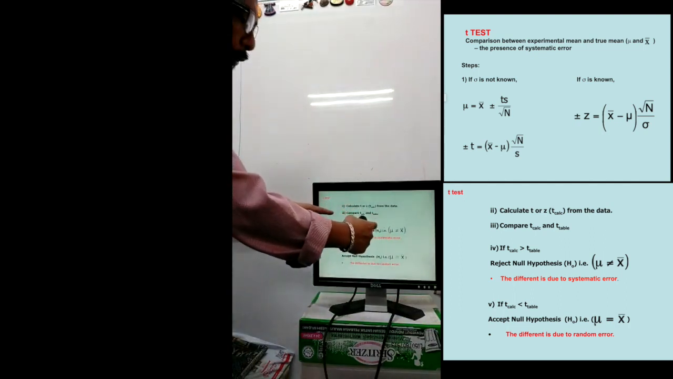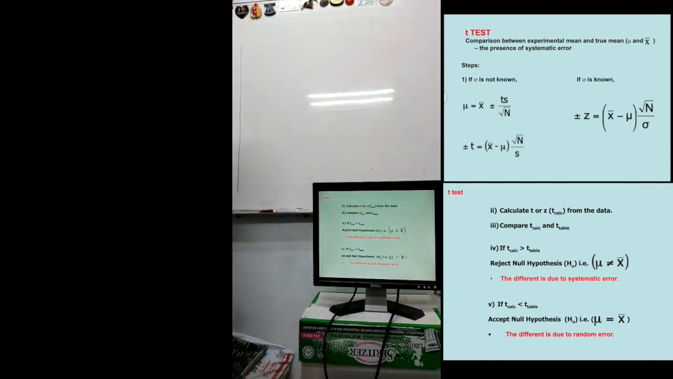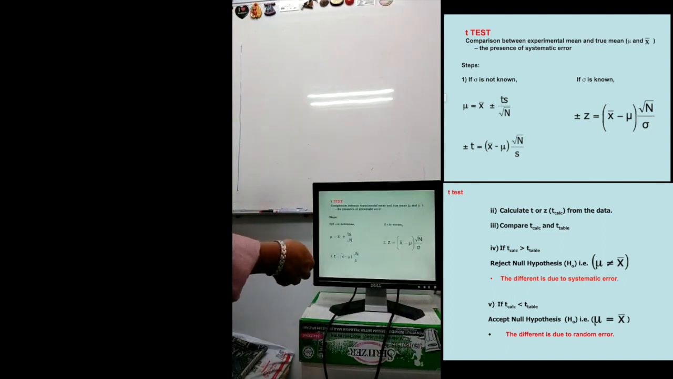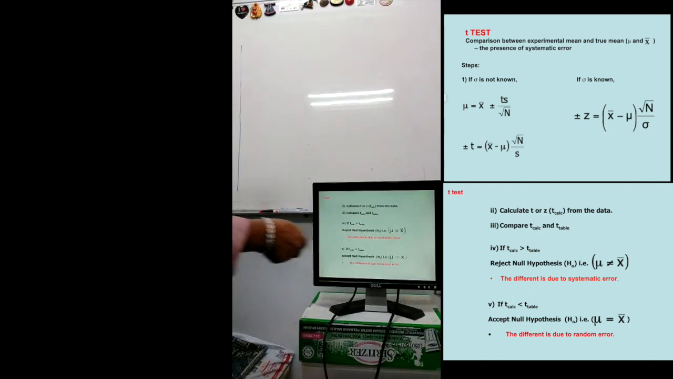Later I'm going to show you how to get the t value from the t table. Then we compare it with the t calculation. If our t calculation from this formula is higher than the t table, it means we need to reject the null hypothesis. We can say mu is different from x bar, meaning there is a significant difference between the two data.